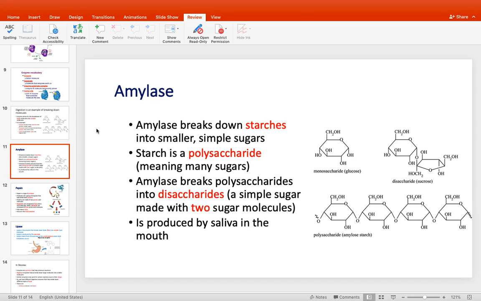Amylase breaks down polysaccharides into disaccharides. These are molecules composed of two sugars. So di means two and saccharide means sugar. Amylase is produced by saliva and starch digestion occurs in the mouth.